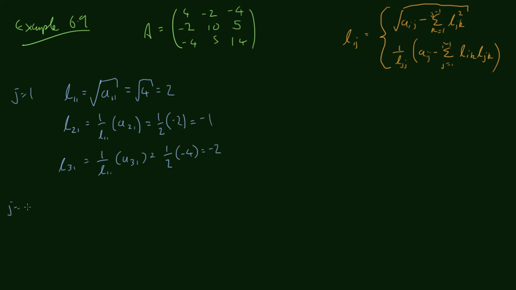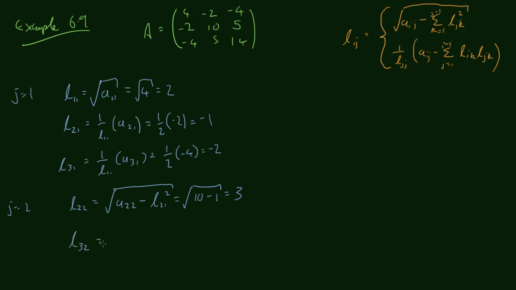On to the second column. So we'll only have 2 of these to calculate. L22 is going to be the square root of A22 minus L21 squared, all under the same square root. So it's going to be the square root of 10 minus L21, which was minus 1, but squared we get 1. So that's root 9, which is obviously 3.